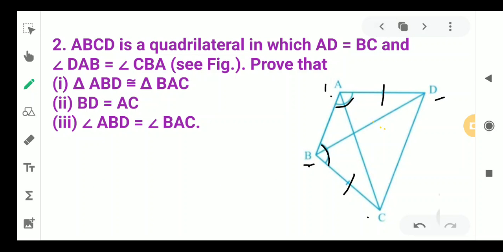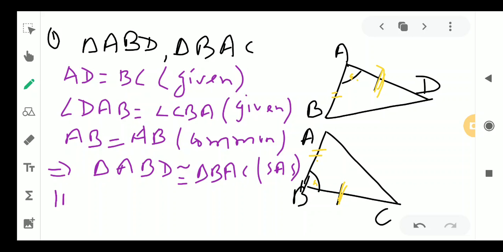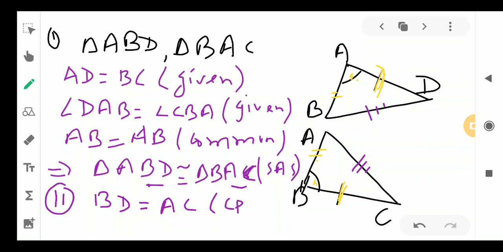Now second is BD equals AC. Now we know that if two triangles are congruent, then their remaining corresponding parts will also be equal. Now we have to prove that BD equals AC. If we see this BD and this AC, these are the remaining third pair of sides of the two triangles. So they will automatically be equal by CPCT. So BD equals AC by CPCT, corresponding parts of congruent triangles.